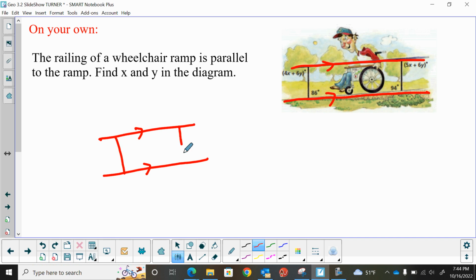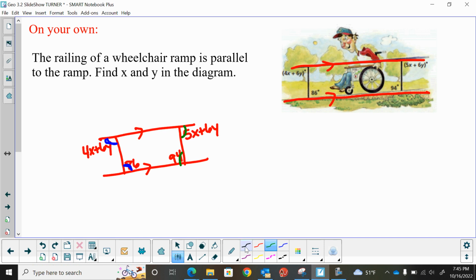So we've got one rail, two rails, and we have 4x plus 6y is that angle, 86 is that angle, and over here 5x plus 6y, and then 94. So if we think about our angle relationships, we should notice that this 4x plus 6y and 86 are alternate interior angles, so they're congruent. And then we have another pair over here, 5x plus 6y and 94 are alternate interior, so they are congruent.